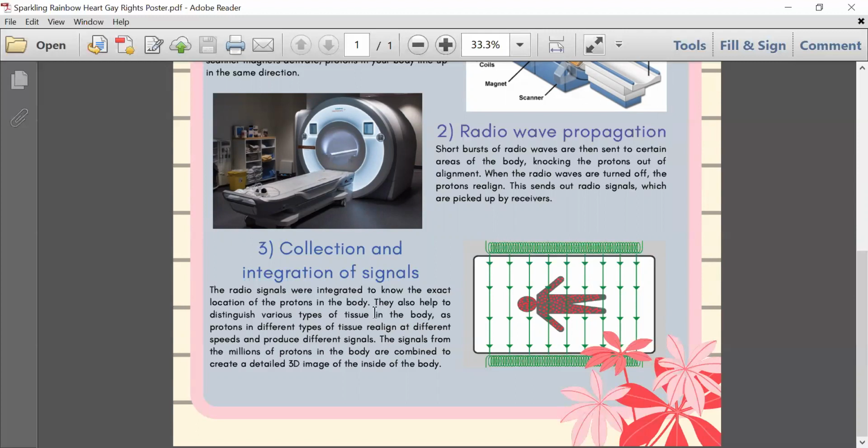We can also use the radio waves re-emitted by our body itself to locate exactly where the protons are, and that helps us to locate where the disease or the abnormal part in our body is.